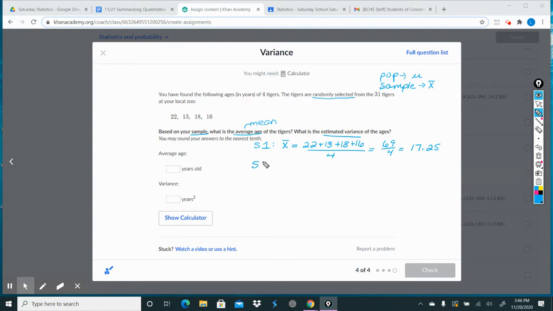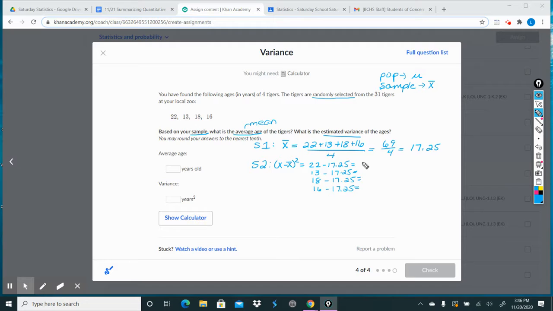So we are going to take that sample mean in step number 2, and we're going to subtract it from every age of our tigers. So we're going to take each age, subtract our sample mean, and then square that value, because we don't want negatives, remember. So we're going to have 22 minus 17.25, 13 minus 17.25, 18 minus 17.25, and 16 minus 17.25. We're going to take those values and find our answers.